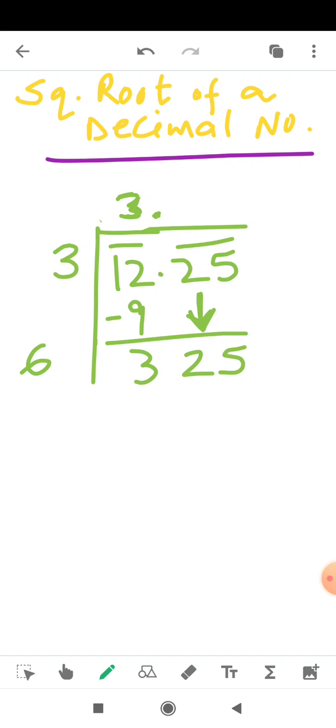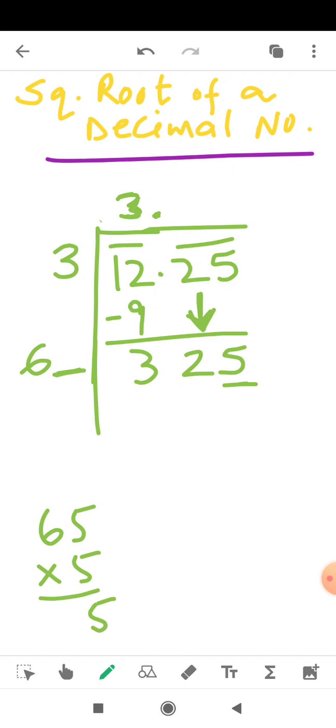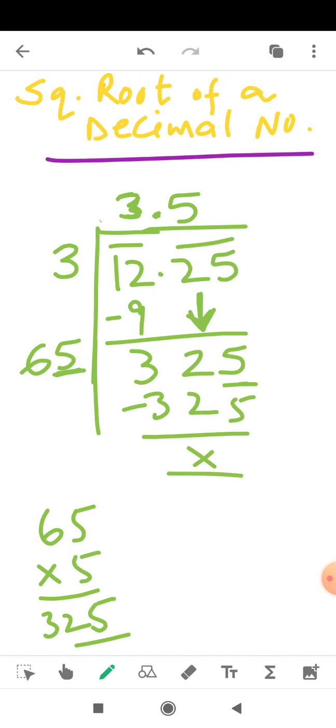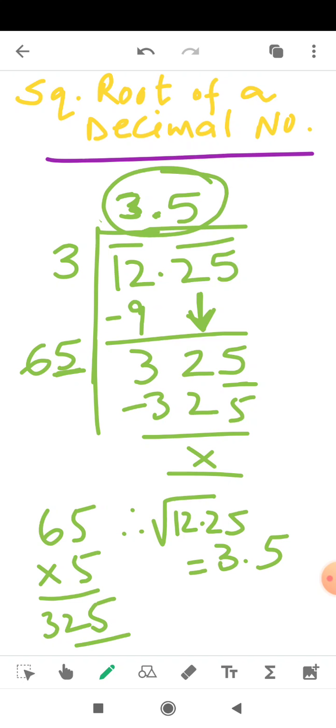Now the rest of the method is exactly the same. Again we think of a digit which we will write here, and we will multiply the whole number with that digit, and we will get 325. Since the last digit is 5, the only number that comes to our mind is 5. Let us check it. 25, yes, it is the same number. So we will write 5 here, and 5 here also, and we get 325. Remainder 0. Therefore, the square root of 12.25 is 3.5. This is the answer, right?